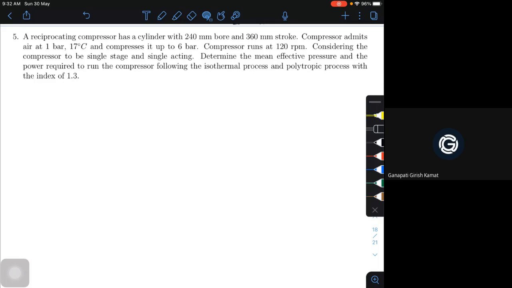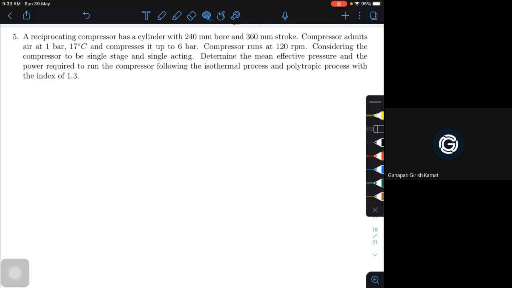So the problem statement is something like this. A reciprocating compressor has a cylinder with a 240 mm bore and 360 mm stroke. The compressor admits air at 1 bar and 17 degrees Celsius and compresses it to 6 bar. The compressor runs at 120 rpm. Consider the compressor to be single stage and single acting.